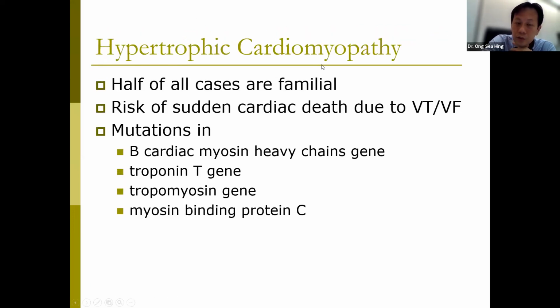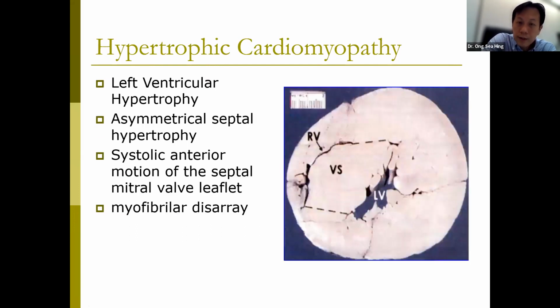For hypertrophic cardiomyopathy, half of all cases are familial, meaning that they run in the family. There's a risk of sudden cardiac death due to VT or VF, and it is due to mutations in these genes. Okay, in the cardiac myosin gene, troponin T, tropomyosin, myosin binding gene. Not really important to know all this. Consent for genetic testing. Genetic testing is becoming more and more available and more being used nowadays.